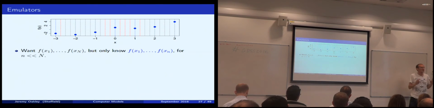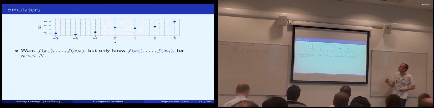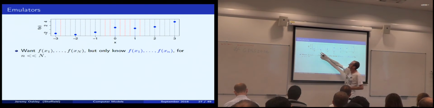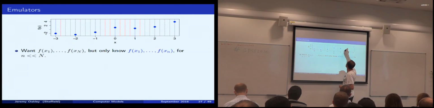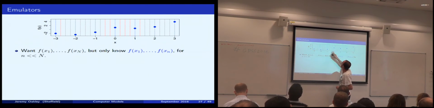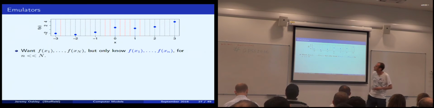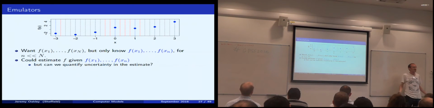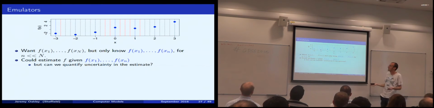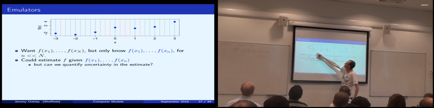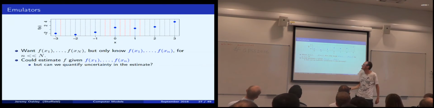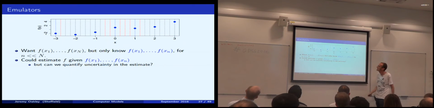But we're going to suppose that our function is computationally expensive, so we can only afford to do a small number of runs. So maybe I can afford to get these points here, but I'd like to know what's going on in between. Just looking at that picture, even if you didn't know anything about Gaussian processes, you could say, well, pretty sure I could fit some sort of curve or approximation through those points, and then use that as an approximation, as a surrogate for F.